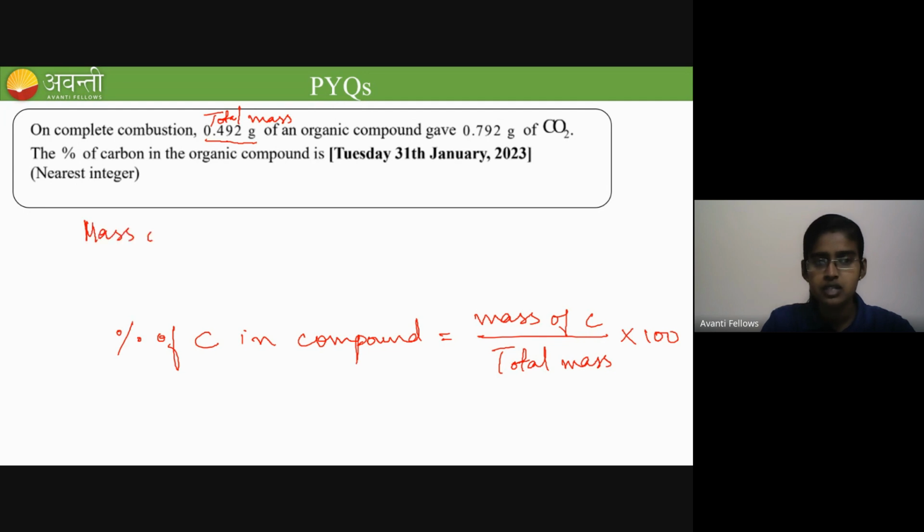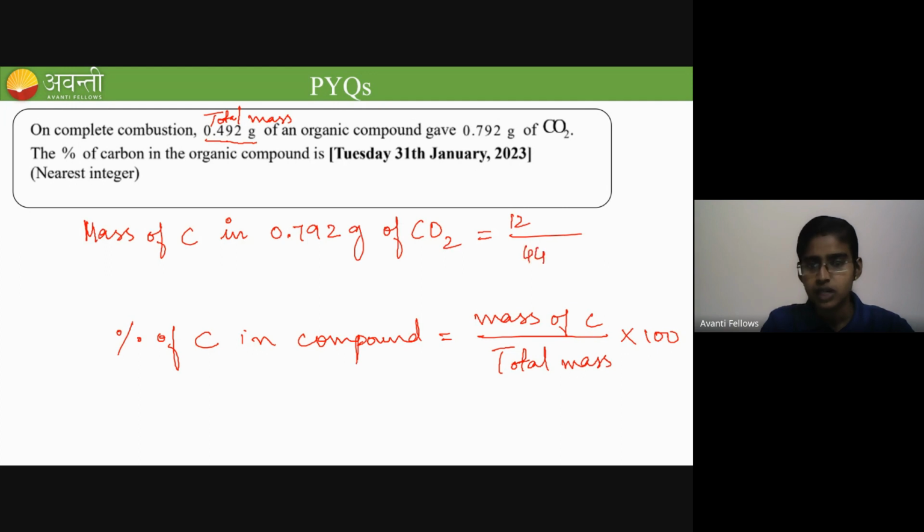So, the mass of carbon in 0.792 gram of carbon dioxide will be equal to the atomic mass of carbon, 12, divided by the total mass of carbon dioxide, 44, into 0.792. So this will give you 0.216. So this is the mass of carbon.